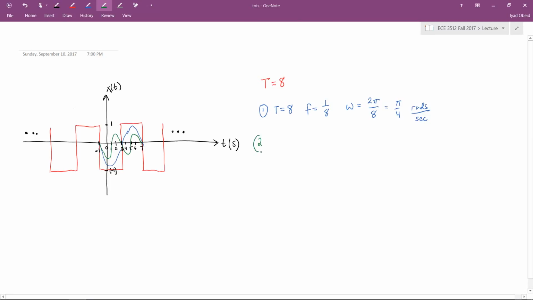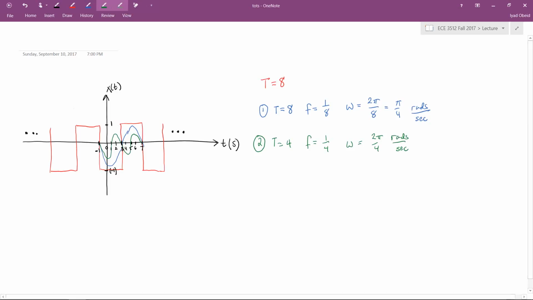So for this case, we're going to say this one has a period of half of that. This one has a period of 4 seconds, which means it has a frequency of 1/4 of a hertz, which means it has an angular frequency of 2 pi over 4. I'm going to leave it at 2 pi over 4 right now, and you'll see why in a second. So let's say 2 pi over 4 rads per second.